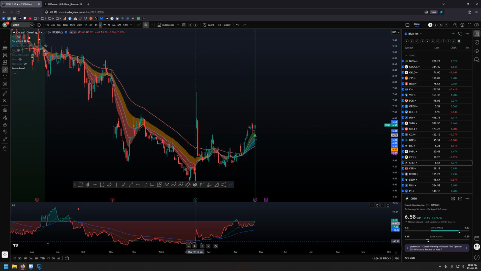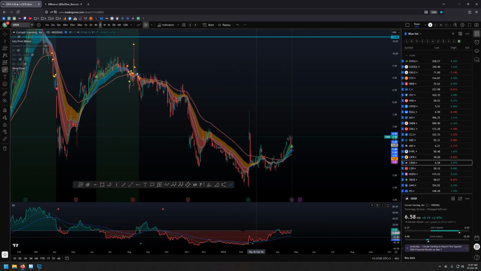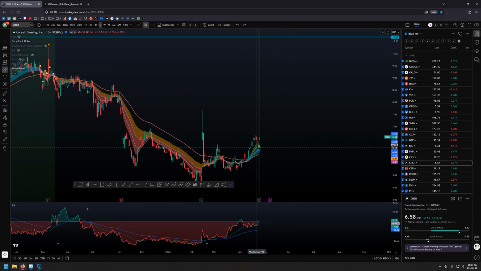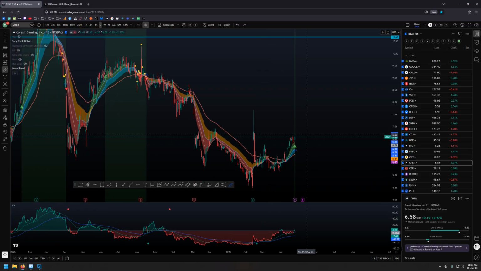Corsair buy signal, basically going up for a while, like I said, above the ribbons. We crossed over above zero, so expect strength in Corsair to continue and to go higher.